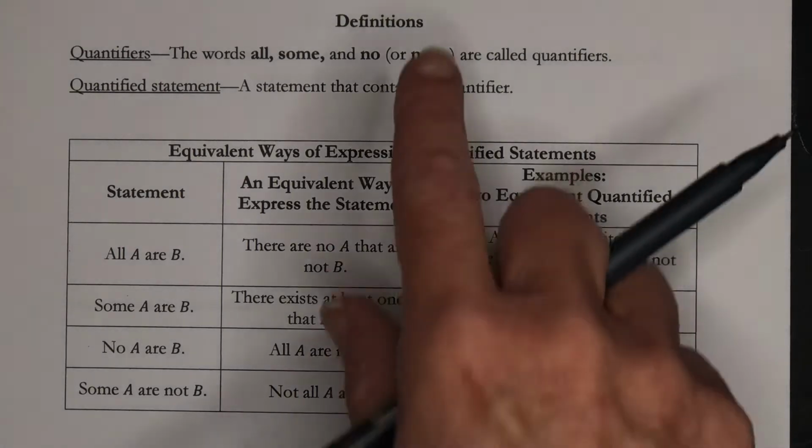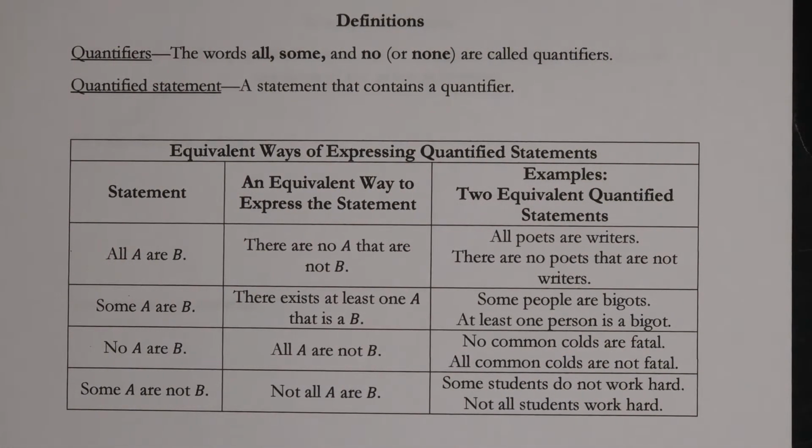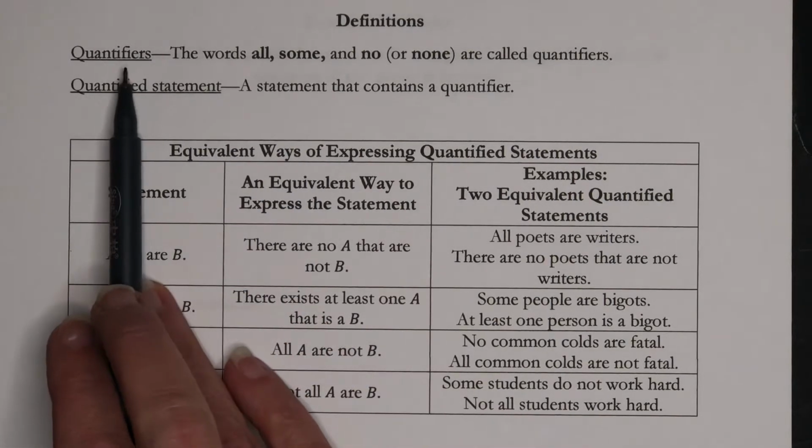This is part 2 of section 3.1. We just talked about the various definitions for statements and we talked about negations. Now we're going to talk about quantifiers.